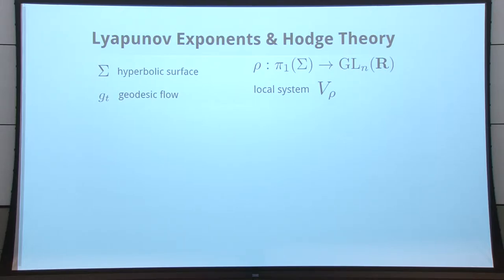All right. So what can you do with these two objects if you put them together? You can compute the Lyapunov exponent. So the first Lyapunov exponent is the following. I should mention that I'm making some standard assumptions, like irreducibility of this representation and so forth. You take some non-zero vector v, and you start moving it along a typical geodesic. This is what g_t applied to v means. Let me just draw a picture. You have your surface.